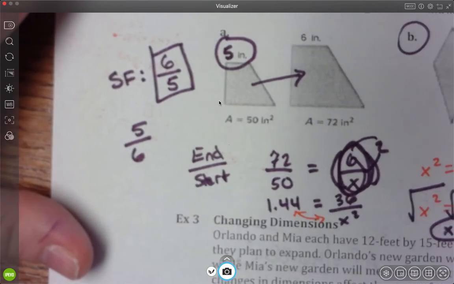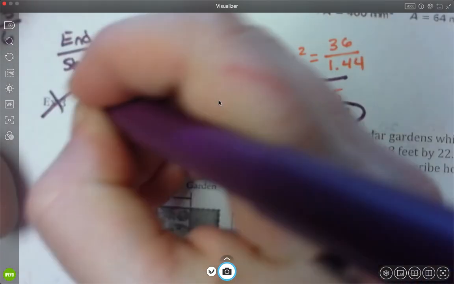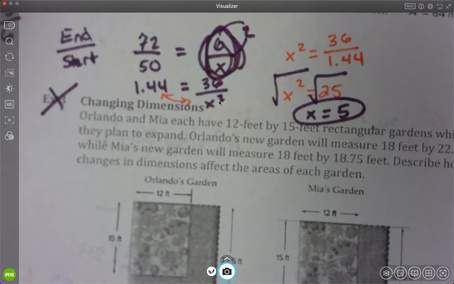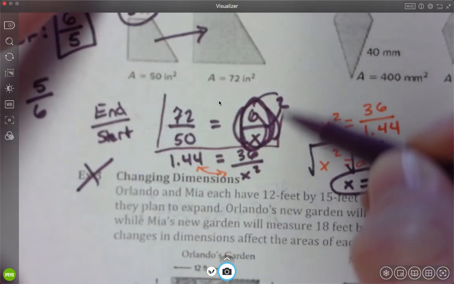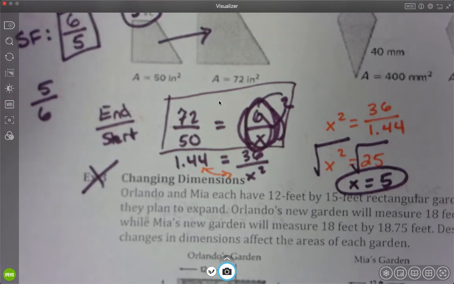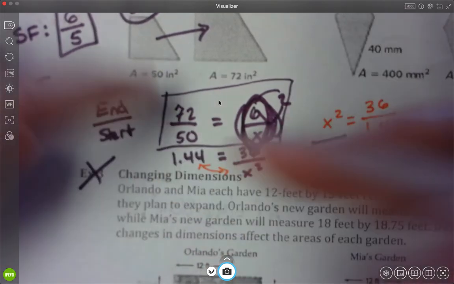All right, part B is done exactly the same way, so I'm not going to do that one. We'll see if you can figure that one out. And then we'll skip example 3 also, so this video isn't too terribly long. This is kind of a hard section, but just remember that this is the proportion that they're set up in. Because you're doing area, and area is squared, you have to take the scale factor and square it to get it equal to the area.